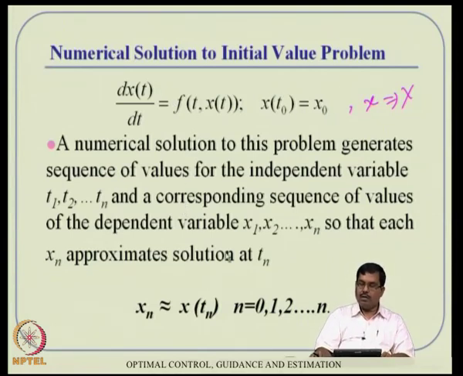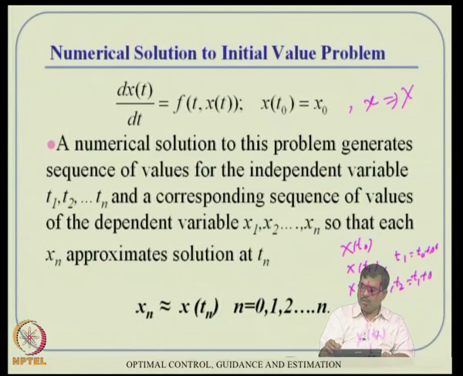Then how do you get a solution? What do you mean by a solution? I know x of t0. I want to find out x of t1, x of t2 and so on, up to x of tn, and I can still continue further. And remember, t1 is nothing but t0 plus delta t, and t2 is equal to t1 plus delta t, like that.